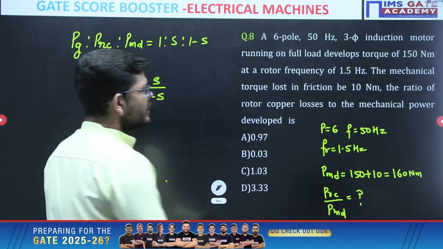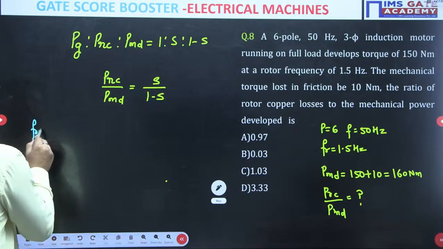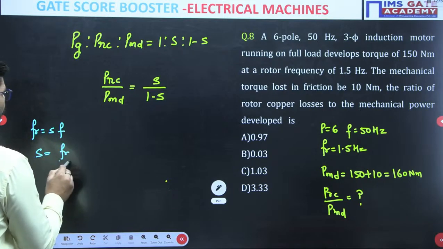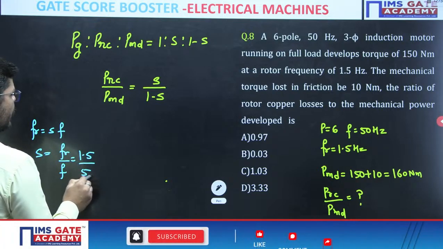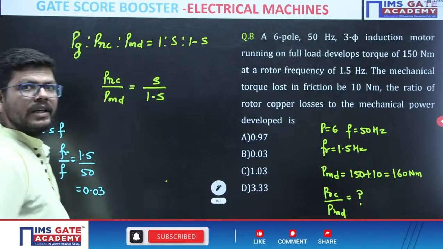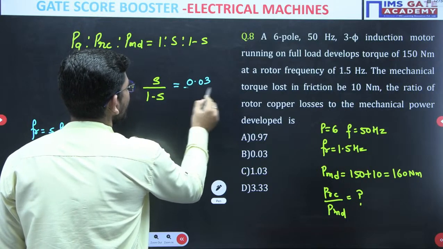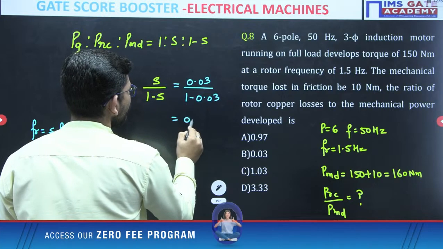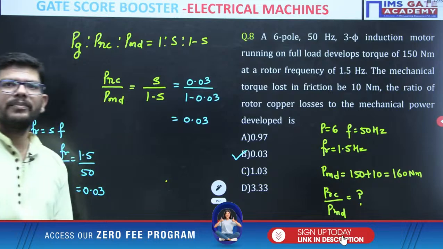And you can see the slip is given to us. How will we get the slip value? Fr equals S into F. So S will be equal to Fr over F, and Fr is given as 1.5 and F is given as 50. So I think you will get 0.03, right? Then once you put here 0.03 upon 1 minus 0.03, I think the ratio will come to 0.03. So the answer will be B, right?